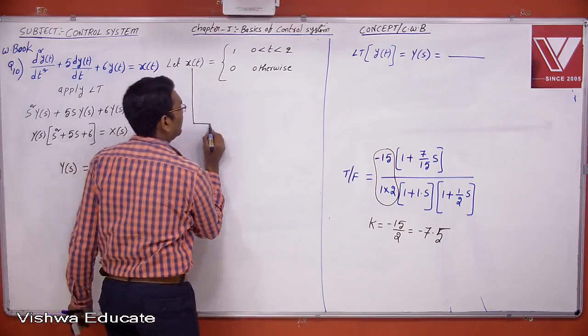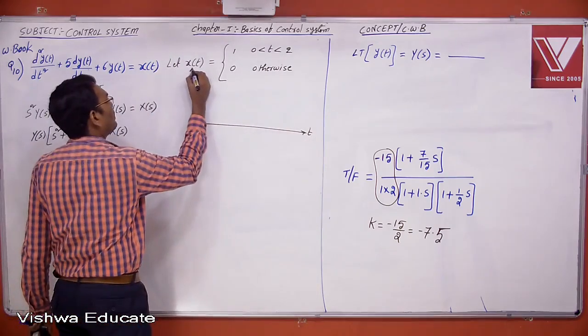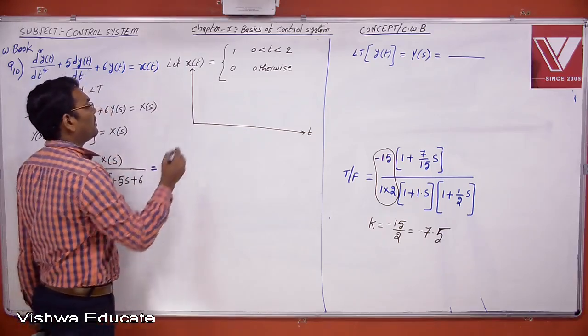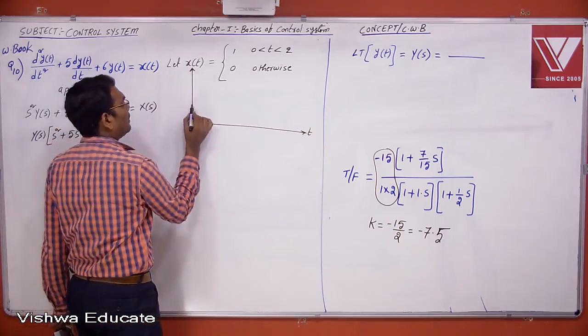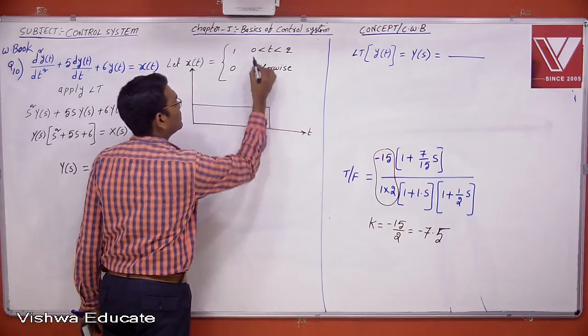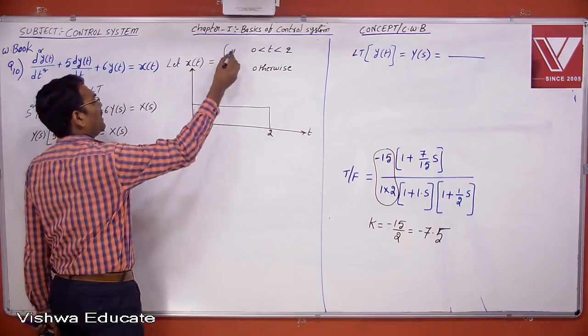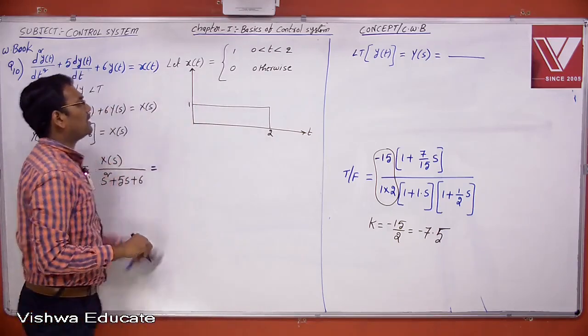If it is a rectangular pulse, it is having some characteristics, no? What is a rectangular pulse? It is having some pulse width. What is the pulse width which is given? This is a pulse width of 2. Now, what is the pulse height or amplitude? This is 1. This is x of t.